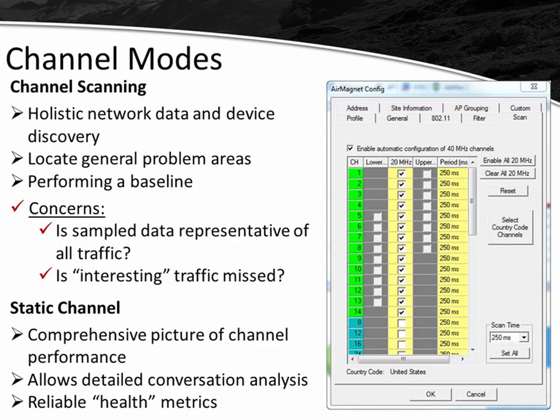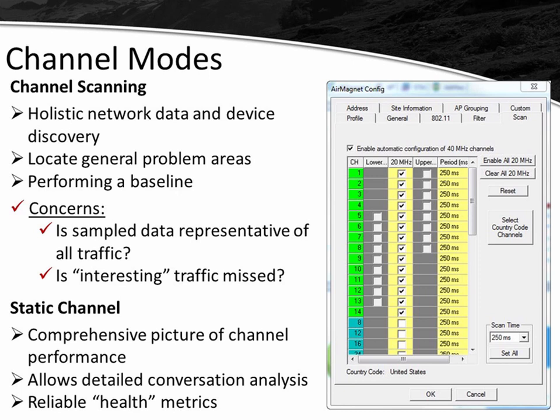All right, so channel modes is another important thing I mentioned that we need to talk about. And when we're dealing with channel modes, what we're talking about is the ways in which we're scanning channels. So it's really two ways, channel scanning and static channels. With channel scanning, what we're doing is we're looking at either all the channels or all the channels that we care about. So sometimes you'll only scan 1, 6, and 11, or in 5 gigahertz, maybe you'll only scan UNII-1, UNII-2. But the point is that you are picking the channels to scan, and then you're going to dwell on each of those scanned channels for some period of time. As you can see in the screen capture here, the period is 250 milliseconds.